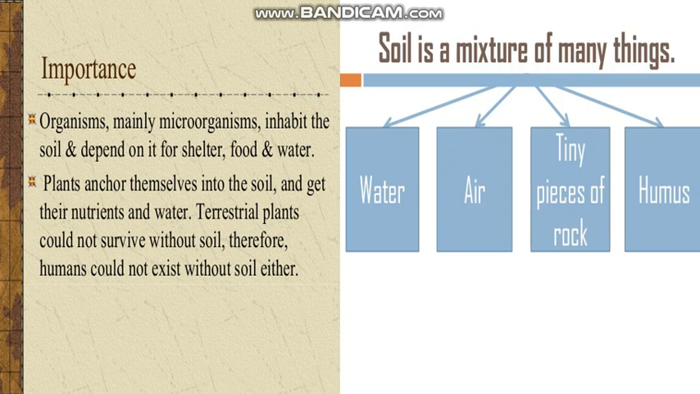Because we depend on the plants. If there is no soil, then there will be no terrestrial plants which grow in the soil. Aquatic plants live and grow in the water, and terrestrial plants are those which grow in the soil. If there is no soil, there will be no plants, and if there are no plants, there will be no food, not only for them but also for us. So it means soil is very, very important.